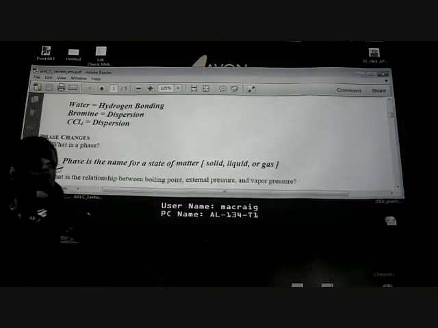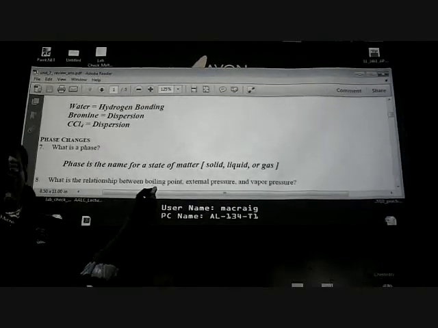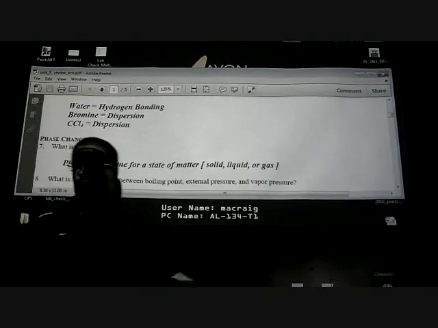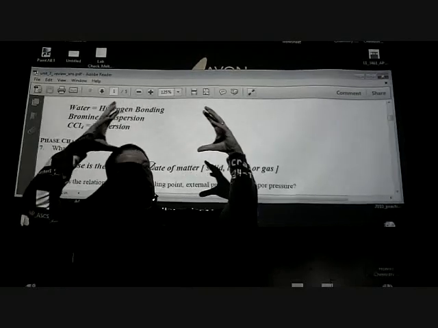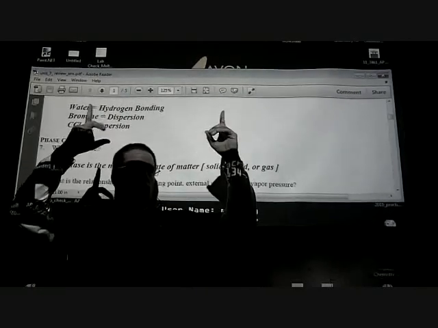Okay? So let's flip it around. Let's make the atmospheric pressure lower. What happens to the boiling point? Lower. What happens to the vapor pressure? Higher. Much higher. Because now if you take away that extra pressure, those molecules are able to move away, and it's a lot easier for them to change from a liquid to a gas.